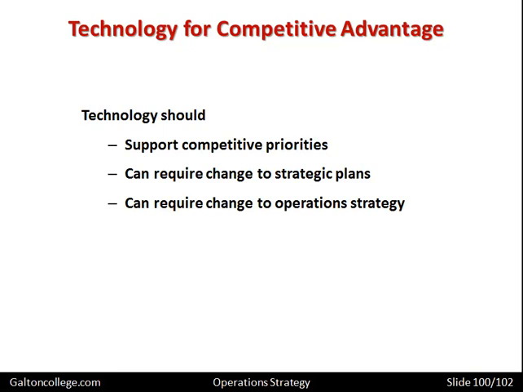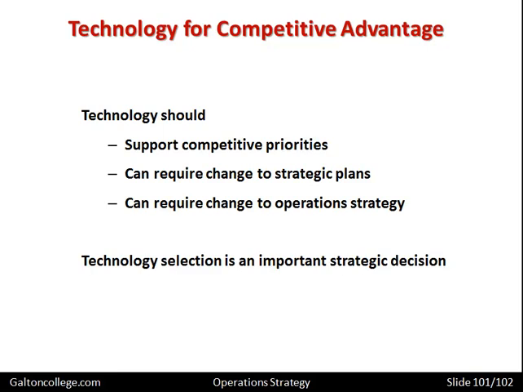It could require changes in the operations strategy. Well, that is something we can conceive of very easily, that when new and sophisticated machinery is brought into the workplace, then certainly operations will change. The processes within the department will change, personnel will be replaced, and there'll have to be a reallocation of personnel and a redistribution of functions to accommodate the new machines and what they're capable of. So technology selection is an important strategic decision.